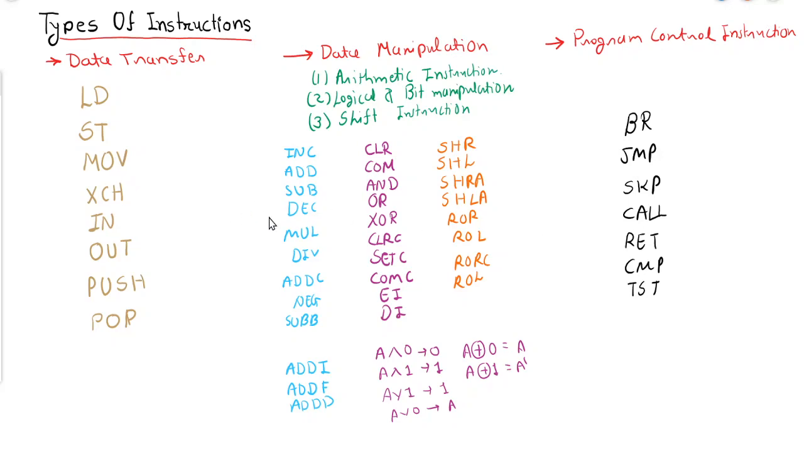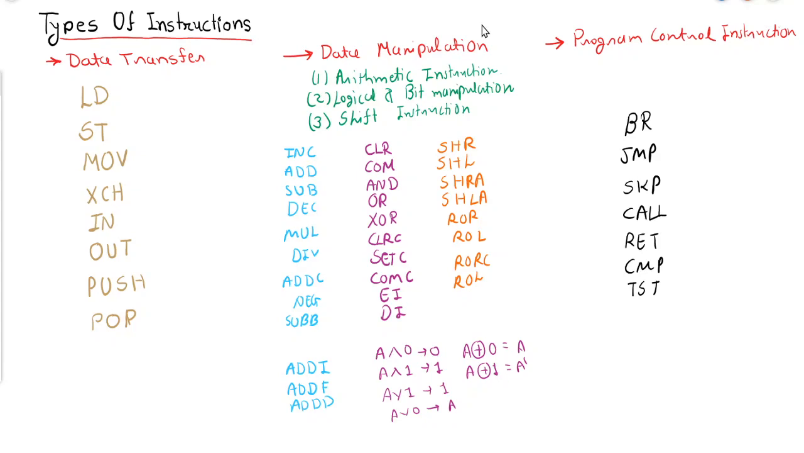If we summarize this tutorial, we have three kinds of instructions: data transfer, data manipulation, and program control. Data transfer will help us transfer data from register to memory, memory to register, register to register, or in stack, or from an input output device to the CPU.